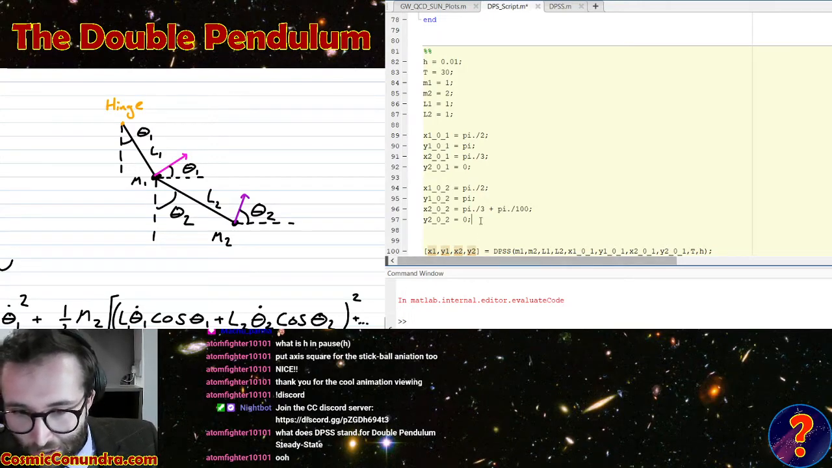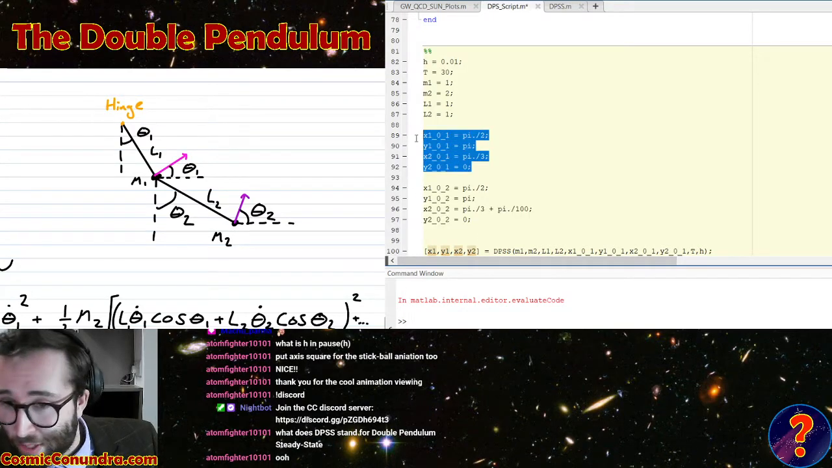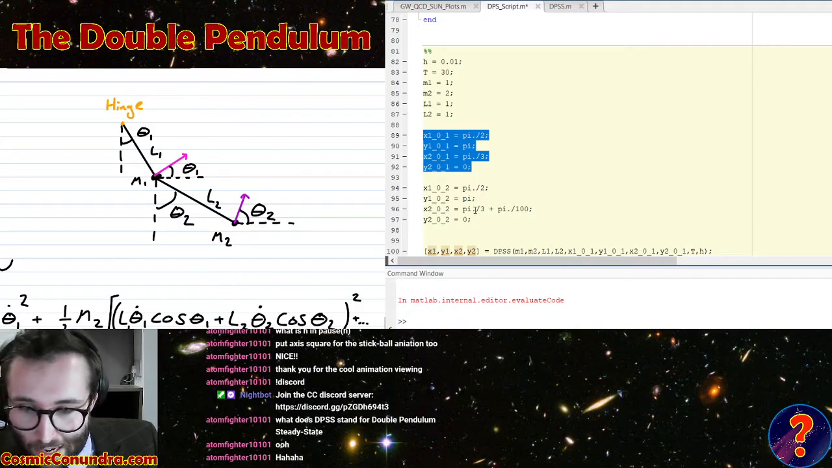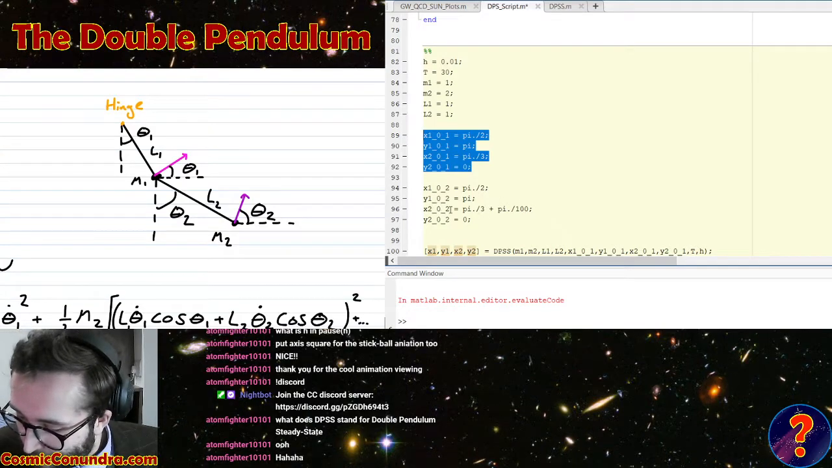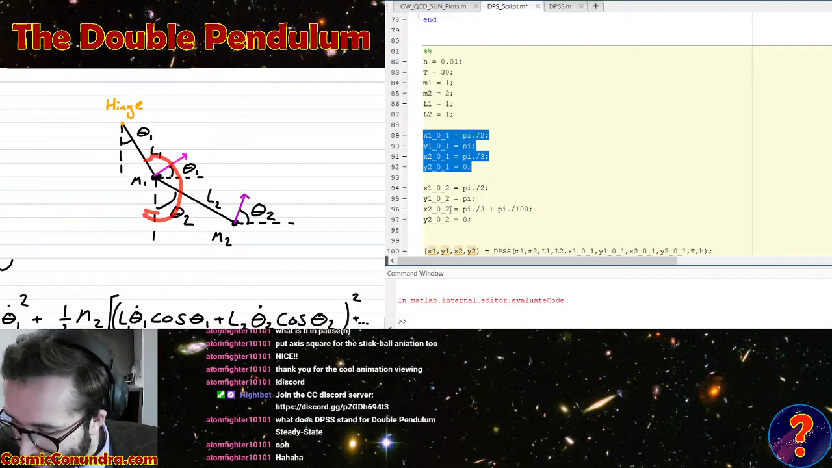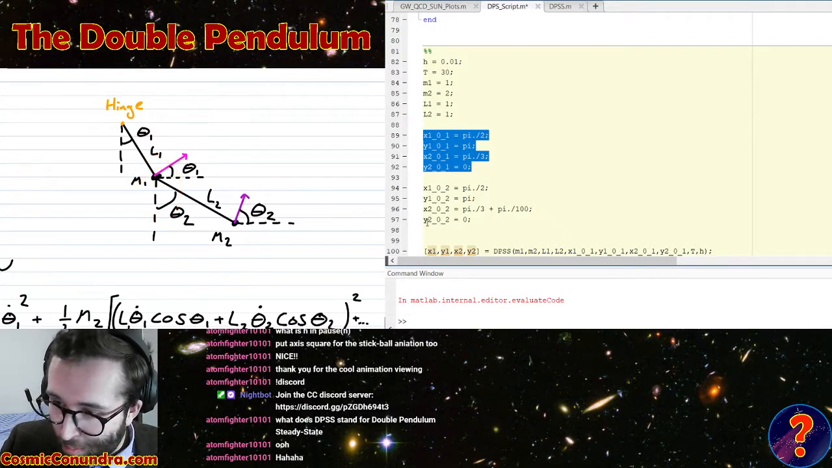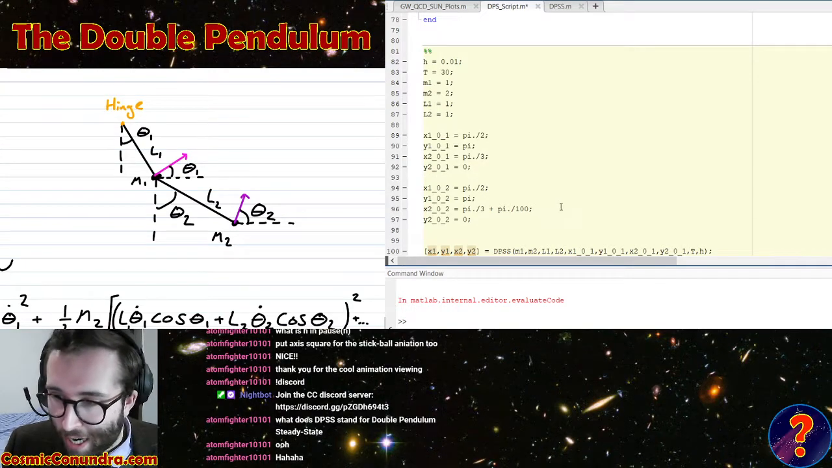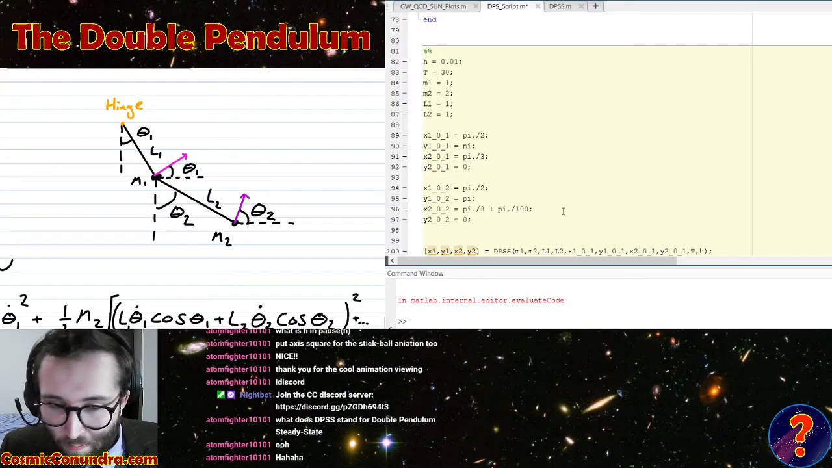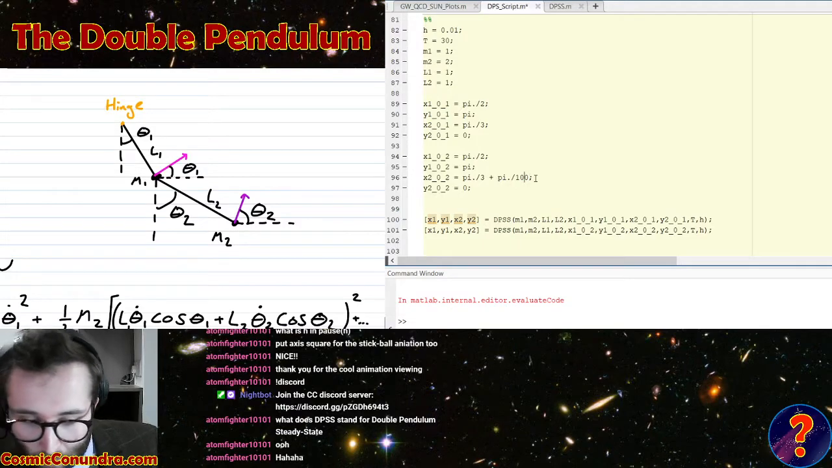Okay, so the initial conditions of these two systems are the same, except that the initial position of the second mass is perturbed from the other one by pi over 100. So a very tiny amount. Well, not a very tiny amount. We can make it even smaller. We can say pi over 1,000. And now I want to compare how this will look.